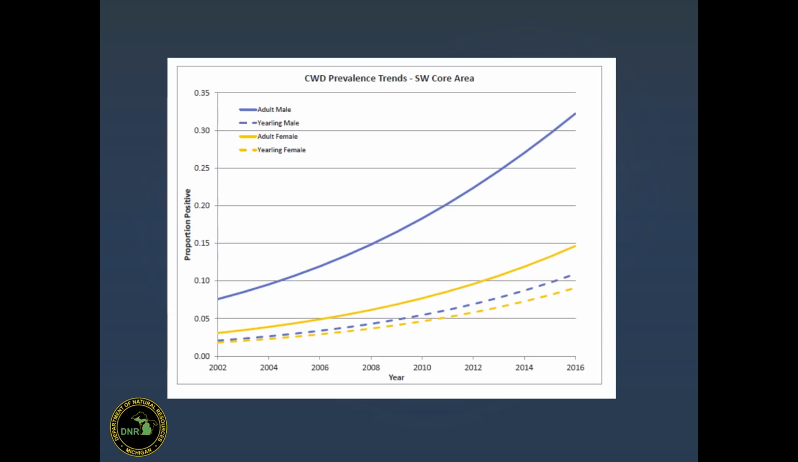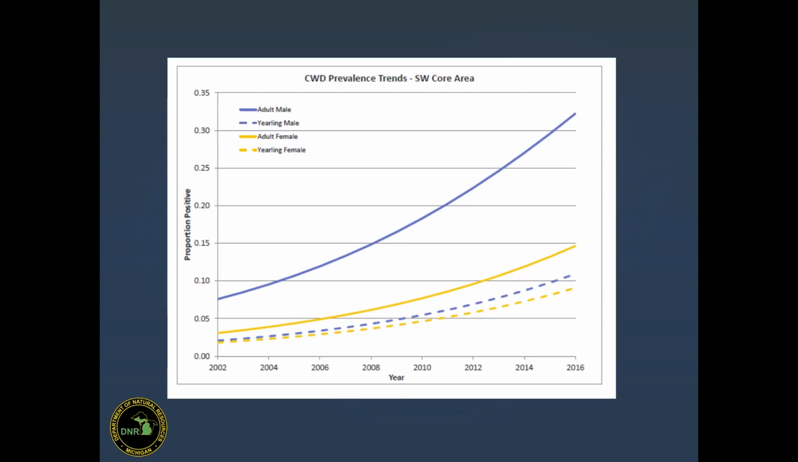So what they found in some of these units where they have identified CWD and have been monitoring it is that the prevalence rate that Kelly mentioned previously is increasing over time. So with this graph, you'll see that the blue lines are for male deer, the yellow lines are for female deer, the solid lines are for adult deer, and the dashed lines are for yearling deer. You can see that in Wisconsin, specifically the southwest core area, adult males are more likely to have the disease than yearling males or female deer.